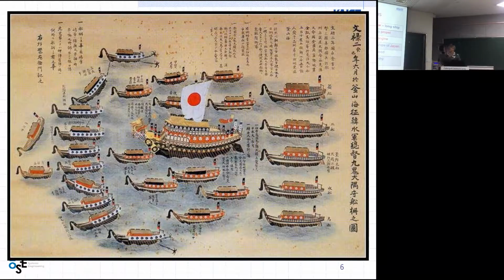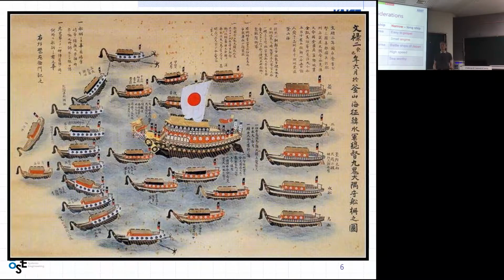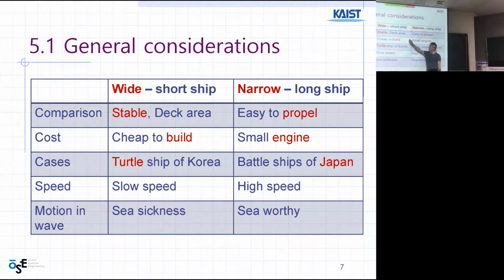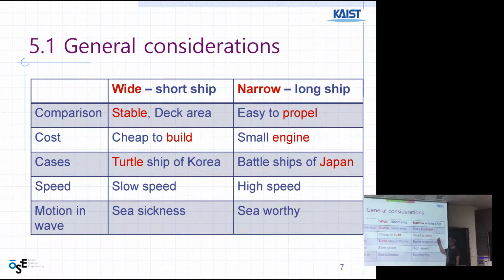So this is the hull form of a ship at the time. 400 years ago, at the time there was no engine, no car, no train, right? Only ships. They used only wind and rowing. But on the Korean side, this is the Korean turtle ship, and this is the Japanese ship. You see it from the picture.